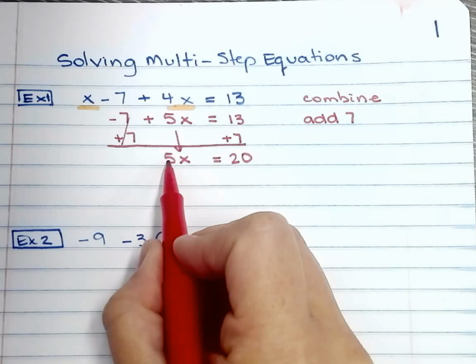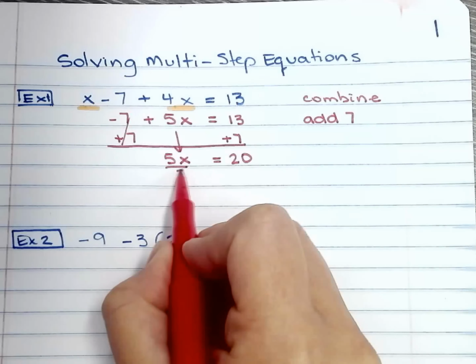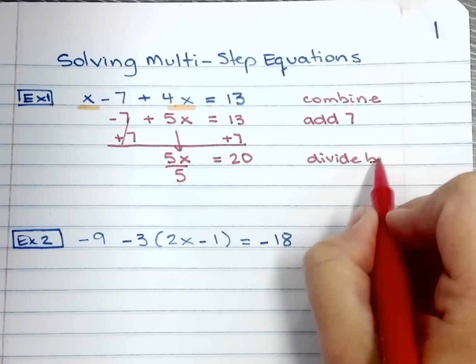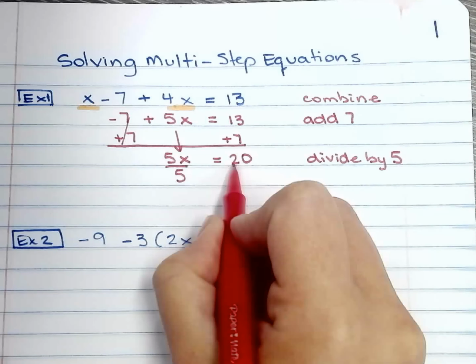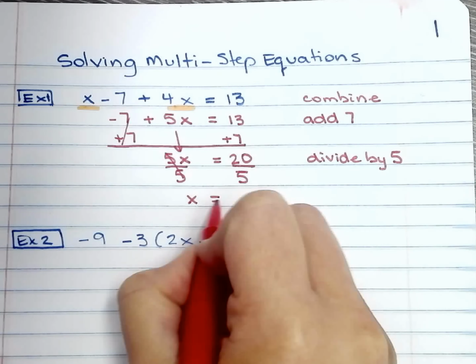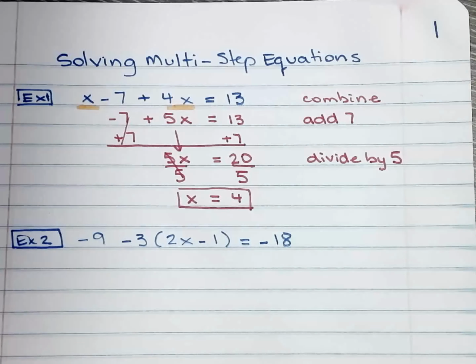Okay, so 5x or 5 times x is 20. So I need to divide. So divide by 5. 5 divided by 5 is 1. 20 divided by 5 is 4. The end.